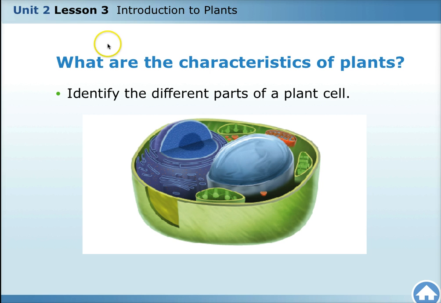So, identify the parts of the plant cell. We have our cell wall here, our cell membrane here, our large central vacuole, and then we have our chloroplast here. This is, of course, the Golgi apparatus, and then we have our nucleus here.